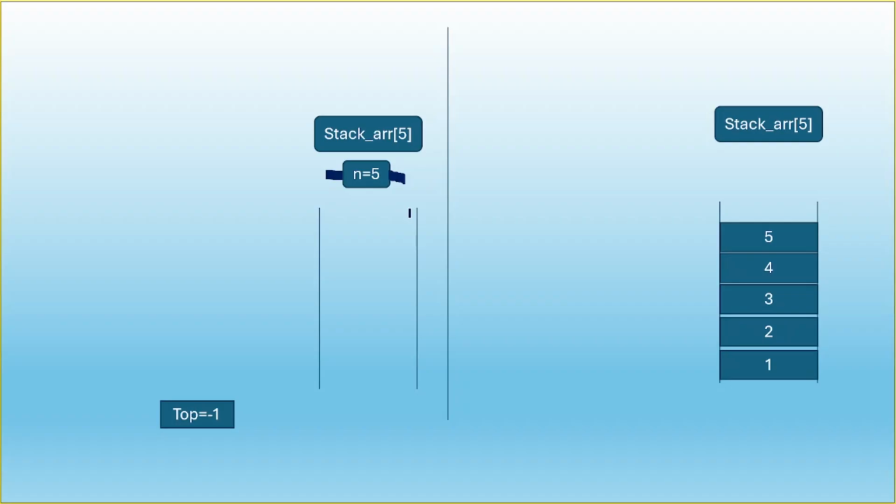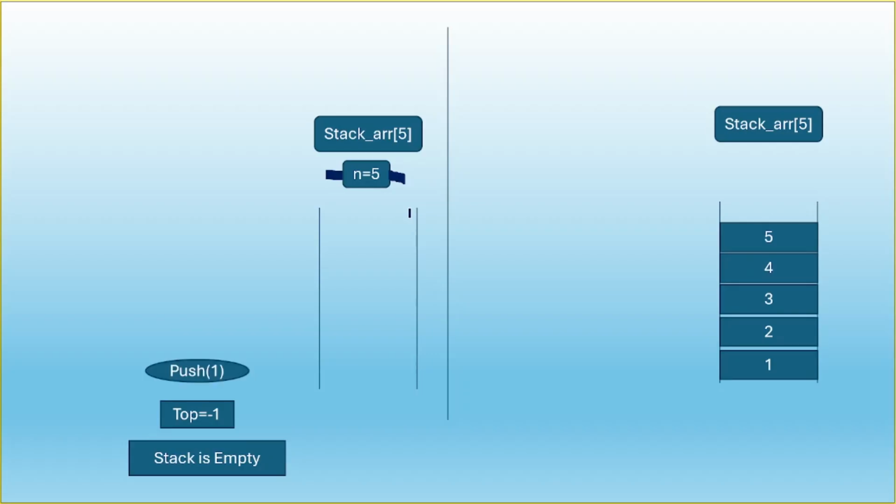Why am I taking the value of top as minus 1? Because I am doing the implementation with an array, and array index starts with 0. So to represent that my stack is empty, I am initializing the value of top with minus 1. Now as the value of top is minus 1, the stack is empty, right?